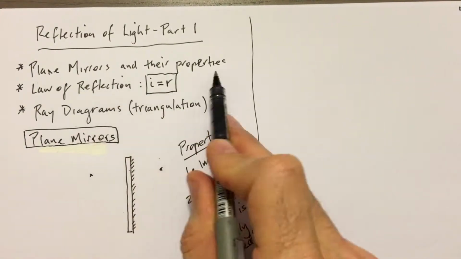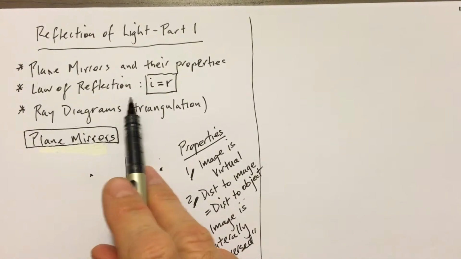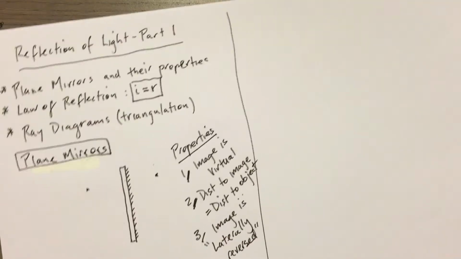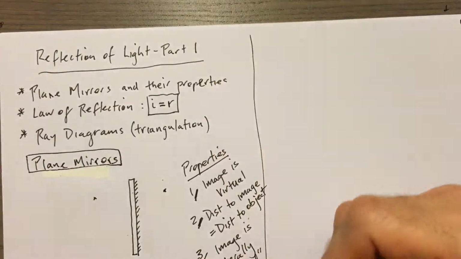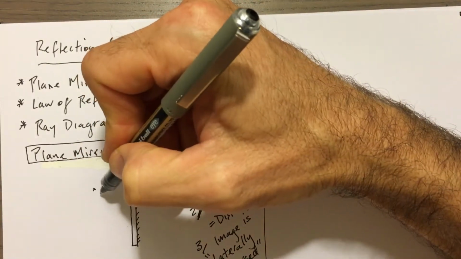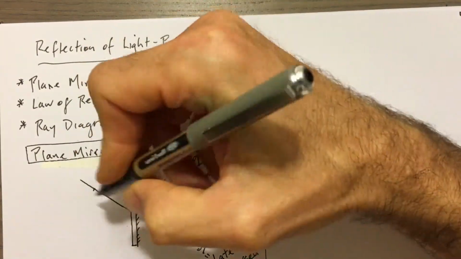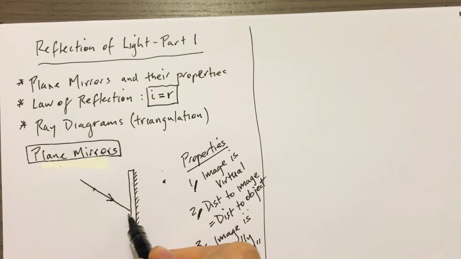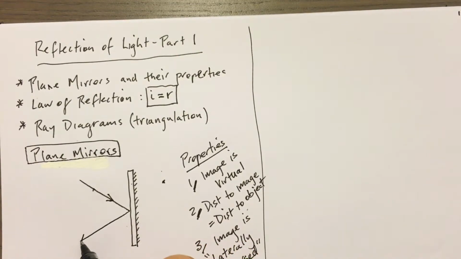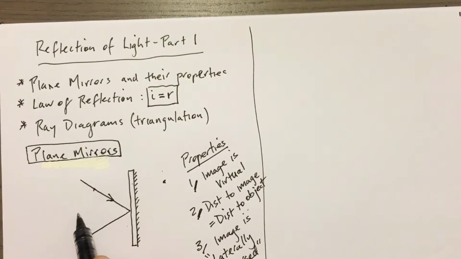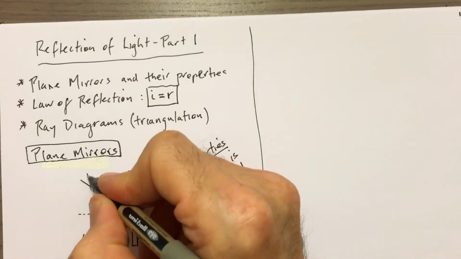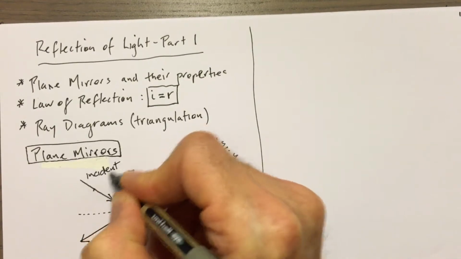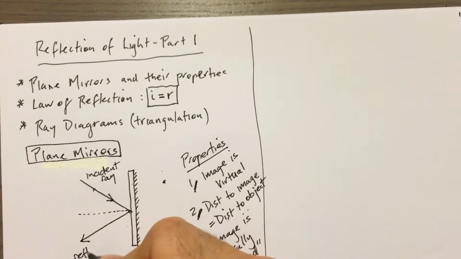So plane mirrors, properties, there we go. What's the law of reflection? Angle of incidence equals angle of reflection. So let's sketch something in here. I could say this is an incoming ray of light from somewhere, from an object perhaps, and what we find is the reflected ray will come off like so. And if we throw a normal in here, meaning a line at 90 degrees to the mirror at the point where the incident ray hits, we'll call this the incident ray. This is called the reflected ray.